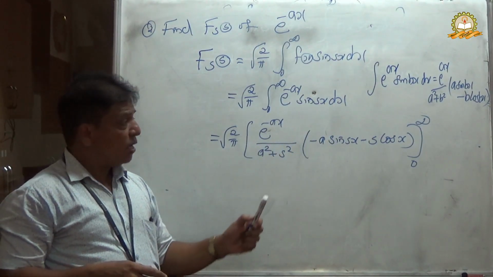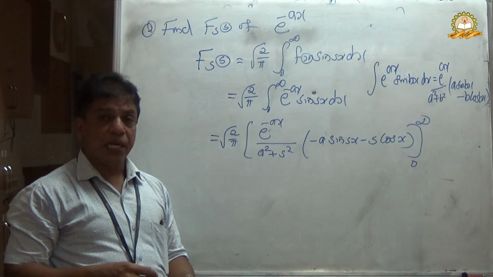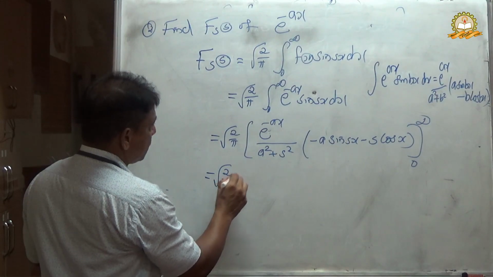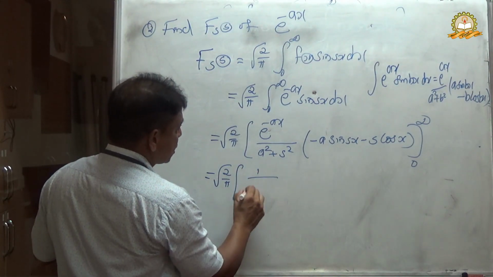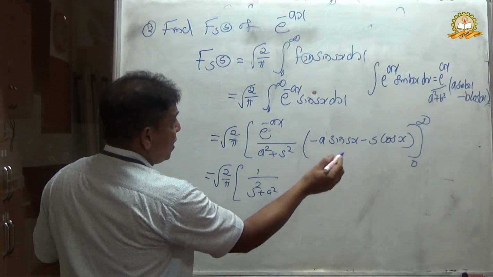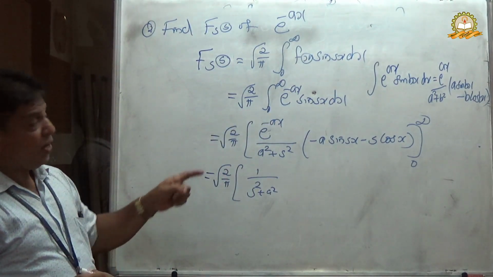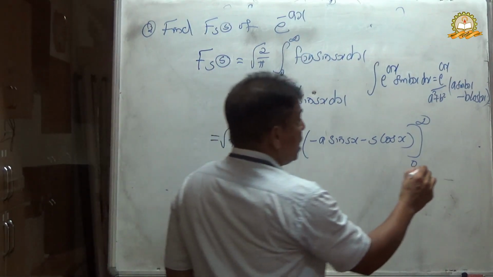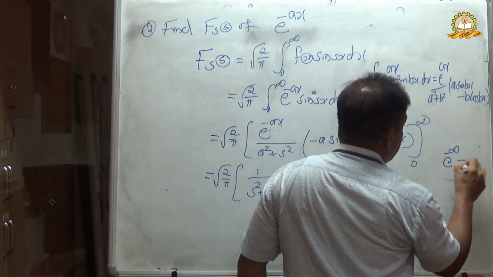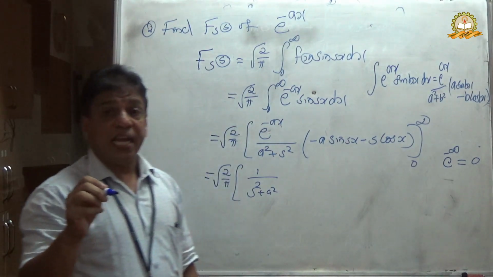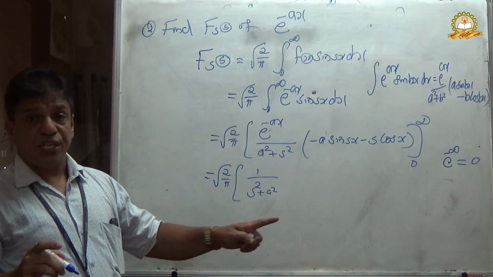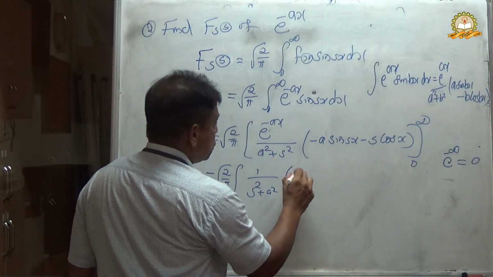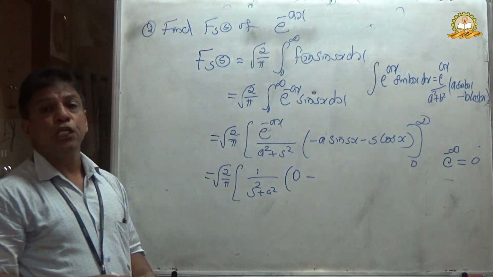The integration part is over. Then we apply the upper limit and the lower limit. Root of 2 by pi into 1 by a square plus s square. When we apply the upper limit, x put as infinity, then we get e raised to minus infinity, which is taken as 0. Therefore, the upper part will be 0.